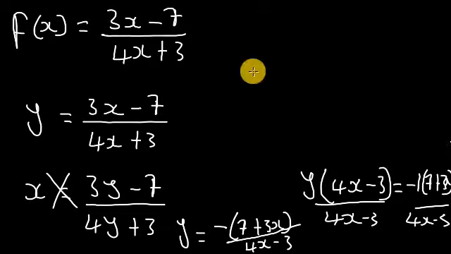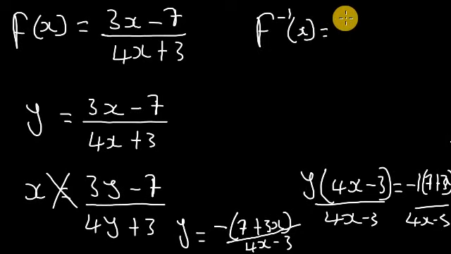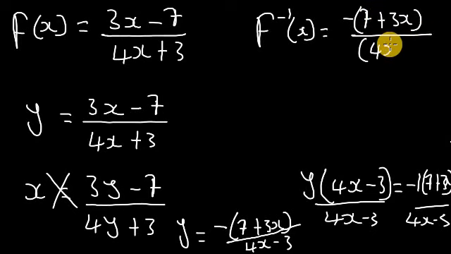Hopefully we have written this. I need more space. Then I should have f inverse of x equal to negative 7 plus 3x, all divided by 4x minus 3. And this is my final answer as well. So that's how to handle problems involving fractions as well. Let's consider one more for easy understanding.